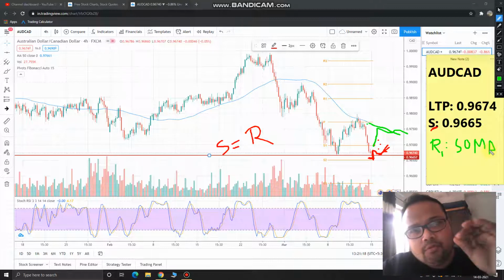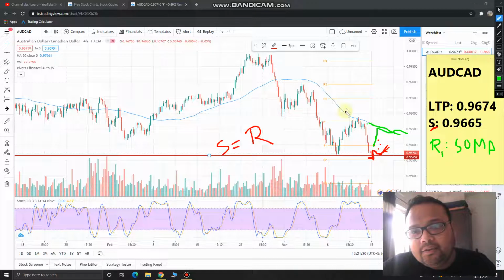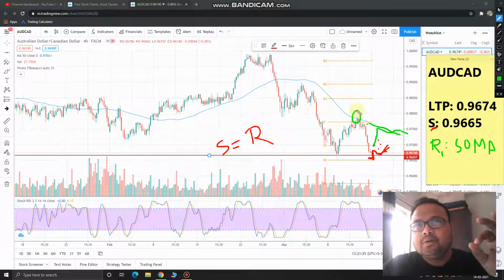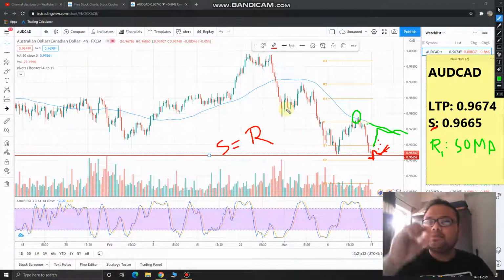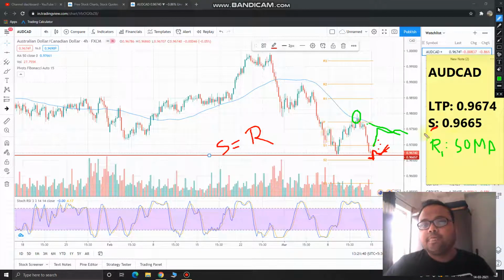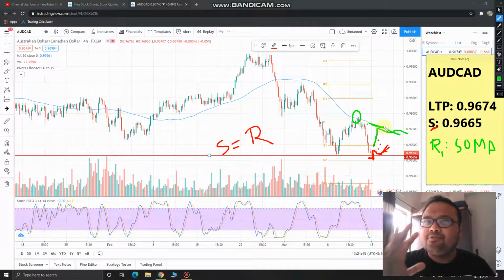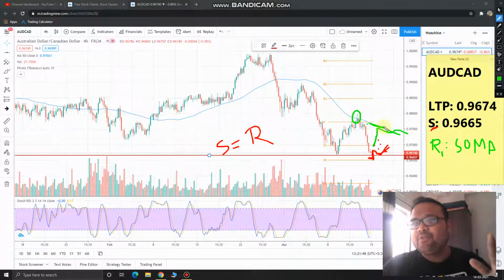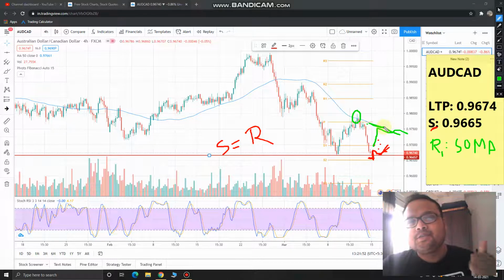If after hitting the 50 moving average you see that price is getting rejection from above, the sellers have joined the party again, the bulls are losing their power, and if you see some good bearish candle, red candle, then you can short the market at the 50 moving average. So this is the simple strategy for Australian dollar, Canadian dollar that you can follow for Monday. You can follow this strategy on Monday to make some good money out of it.